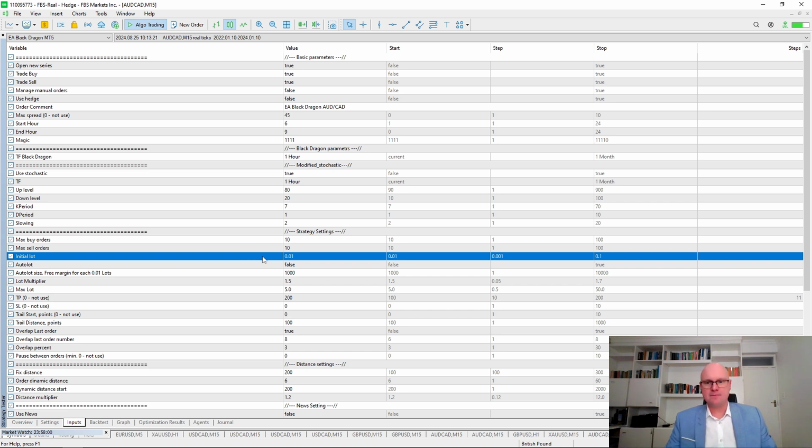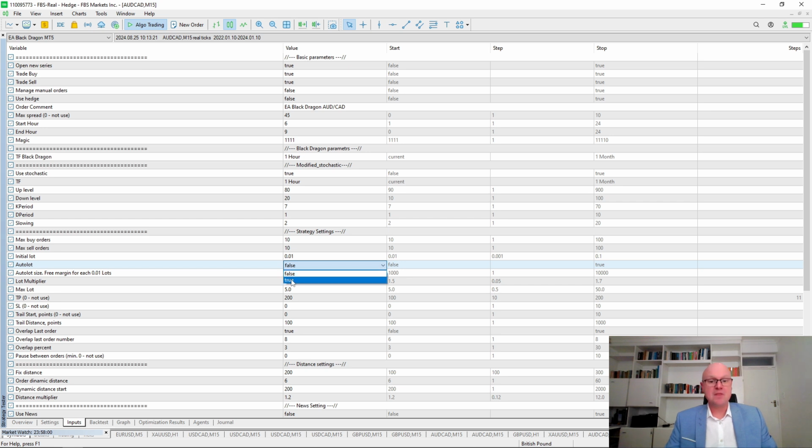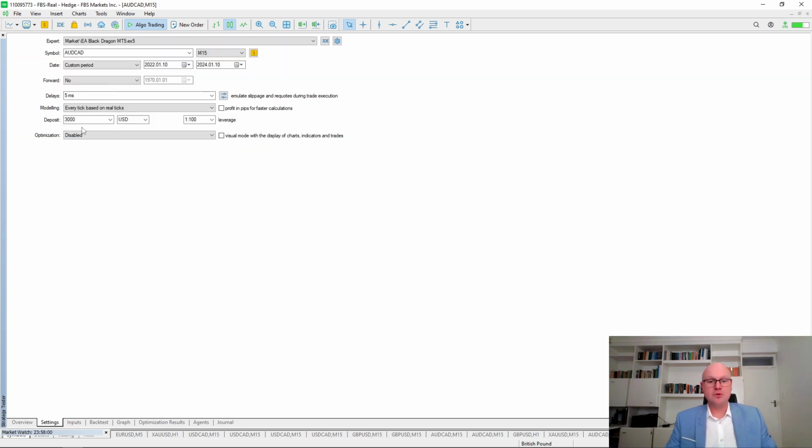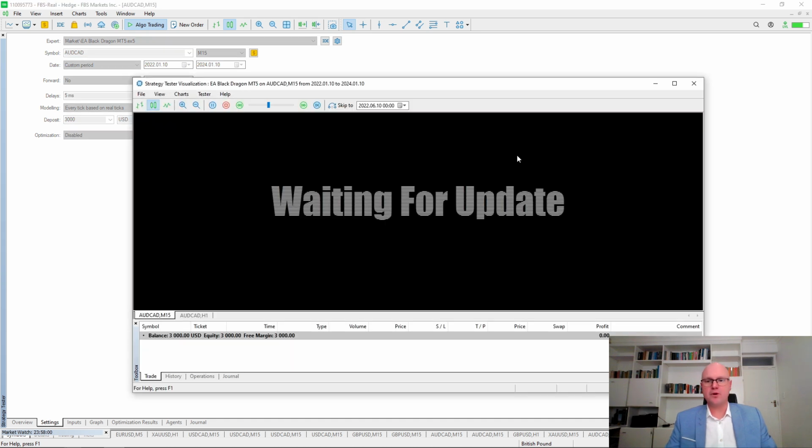Now, if you'd like to use the auto lot function, let's take a quicker look at how it works. The first thing that you'll need to do to enable the auto lot to calculate the lot size per free margin is change it from false to true. This will then automatically start calculating the auto lot according to the free margin. So for example, if we're trading on a $3,000 account and we use a free margin of 1,000 per 0.01, then our first lot sizing will be 0.03.